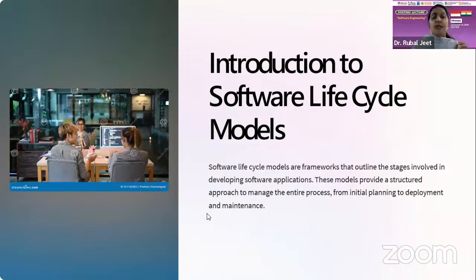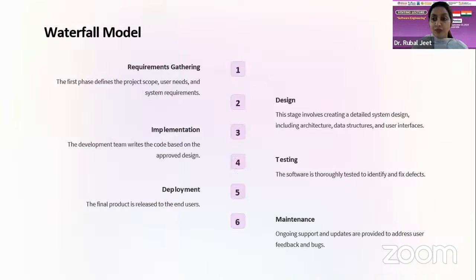Now let's go deeper into the software lifecycle model. As I already discussed, it is managing the entire process from initial planning and development to maintenance. So let's understand one by one the waterfall model, which I already told you is for small projects. We start with requirement gathering, the first phase, where the client sits with the programmer, and the programmer gathers the project scope, the user needs, and the requirements.